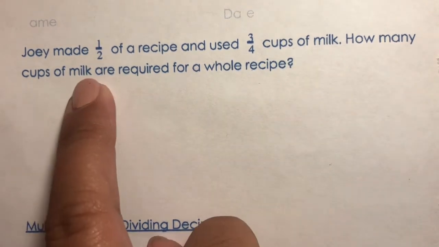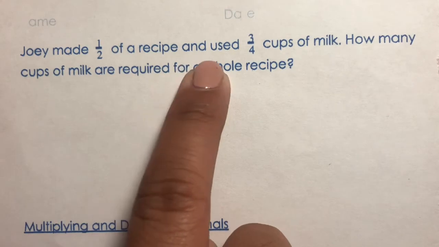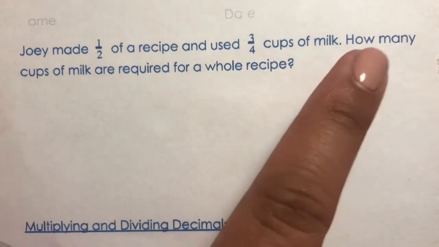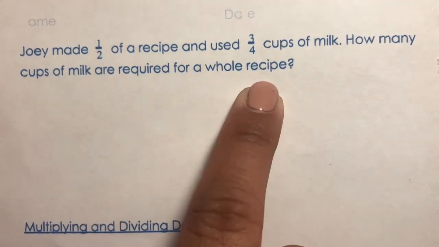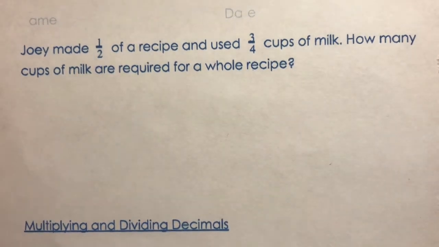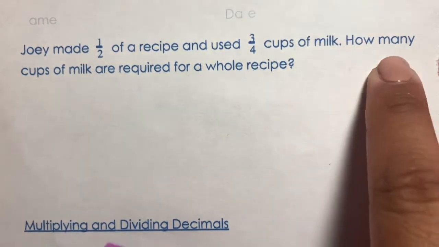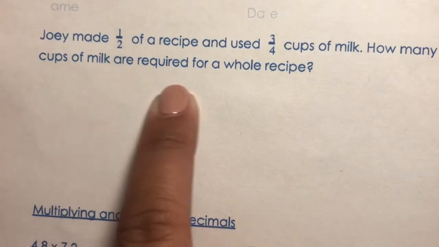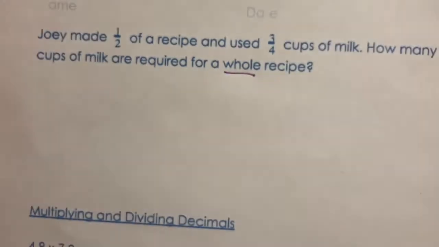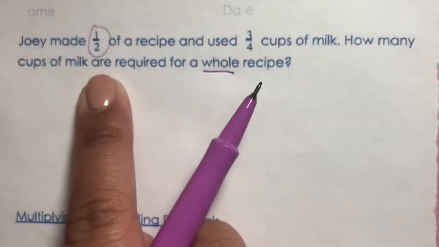So Joey made half of a recipe and used 3/4 cups of milk. How many cups of milk are required for a whole recipe? Upon reading this, there may be the misconception that, okay, if Joey made half of a recipe and used 3/4 cups of milk, then all I gotta do is divide 1/2 by 3/4. Not necessarily, because you're being asked how many cups of milk are required for a whole recipe. And remember, Joey only made half of the recipe.